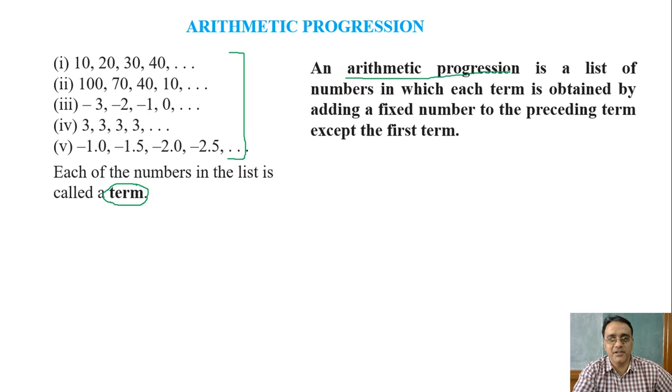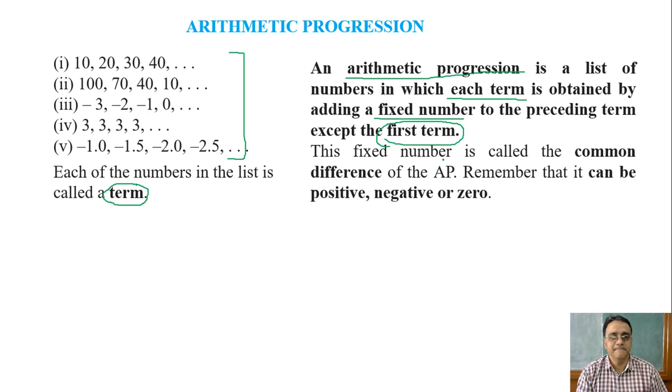So arithmetic progression is a list of numbers in which each term is obtained by adding a fixed number to the preceding term, except the first term. Why? Because the first term doesn't have any preceding term. Okay, and this fixed number is known as the common difference, denoted by small d, and the first term we will denote by small a. And this common difference can be 0, can be positive, or can be negative.